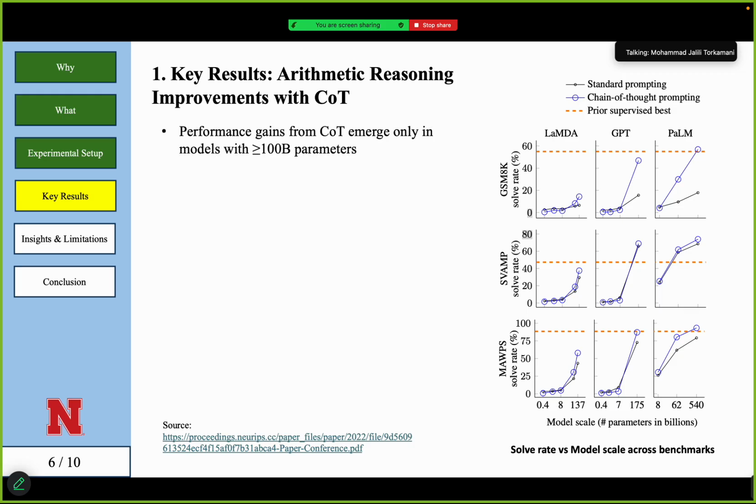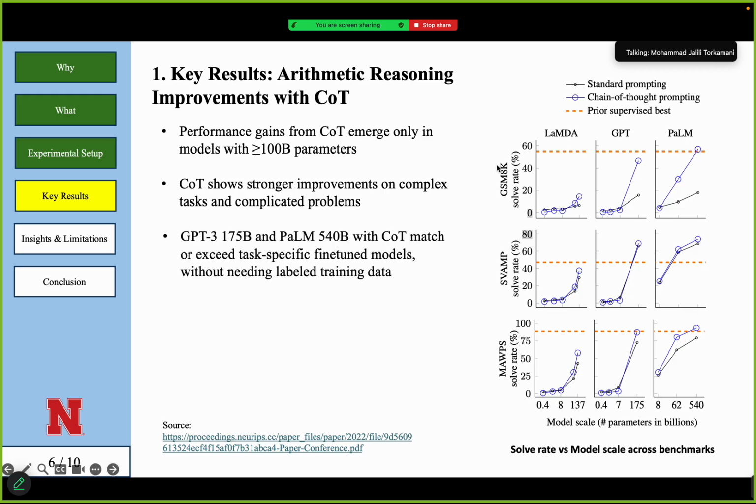But to look deeper inside the results, we can see that chain of thought will show its real power if the model has more than 100 billion parameters. But if it has less than 100 billion parameters, it still gets good results. And so the results of the paper show that chain of thought performs well for complex tasks.